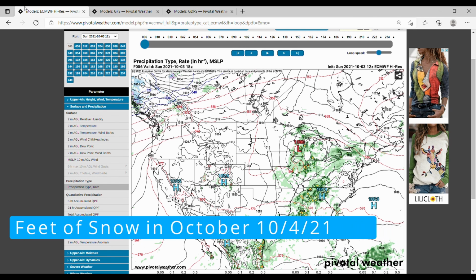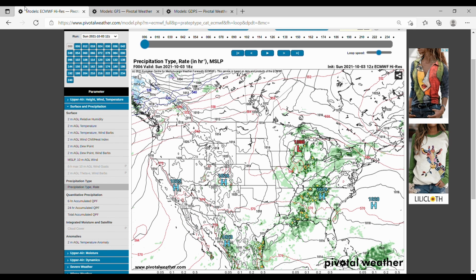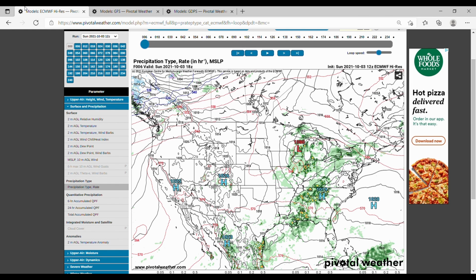Today we are talking yet again about snow in the Rockies. Now recently we've been seeing many different model runs showing snow, a major snowstorm in probably the next 2 weeks in the Rockies. And today I have 3 different model runs all showing a different variation of this storm. So let's get right on into it with the European model.